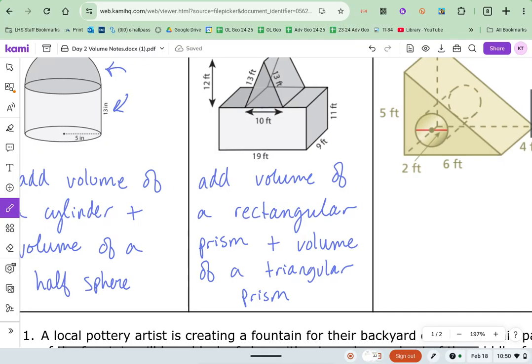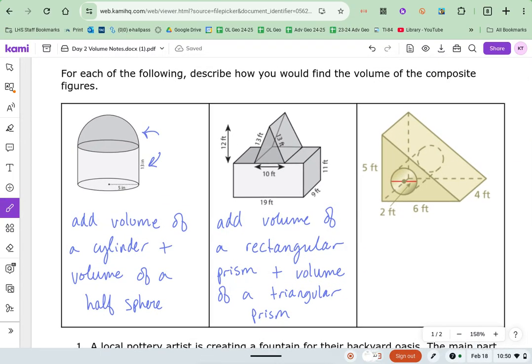And then last but not least for number 3, so again, start by thinking about what shapes we're seeing and whether or not we want to add or subtract. We have a triangular prism, that's the bigger shape, and through it there's a cylinder that's been cut out. So imagine a tunnel through a triangular prism. If there's a piece cut out of another shape, that's when we're going to want to subtract. So this is going to be a subtracting situation.